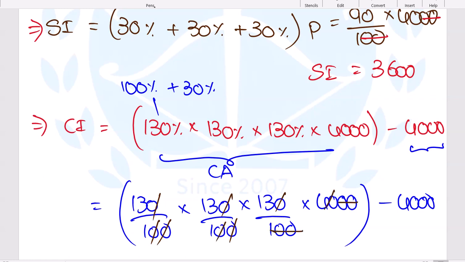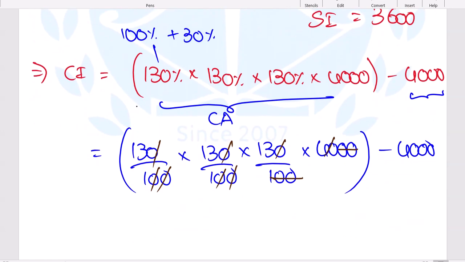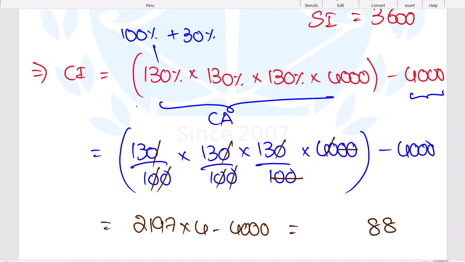Okay, 13 cube is 2,197 into 4 minus 4,000, which will be 8,788. So 4,788 is what? Compound interest. Simple interest is 3,600.